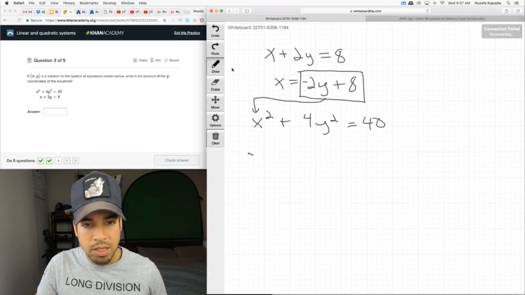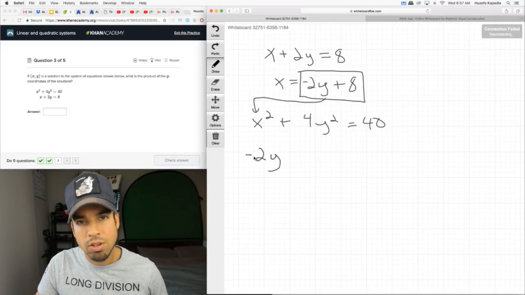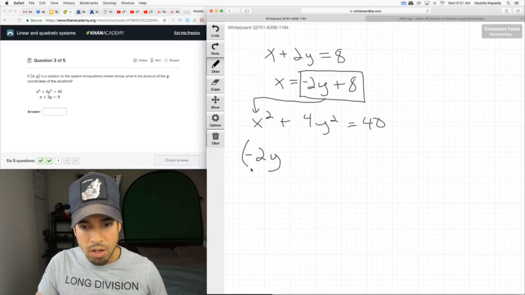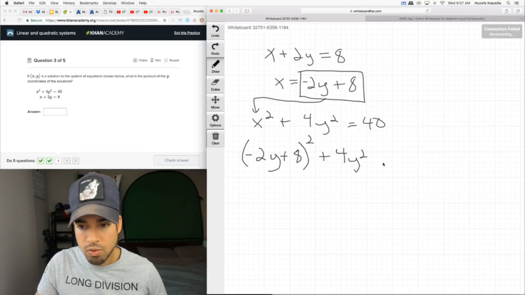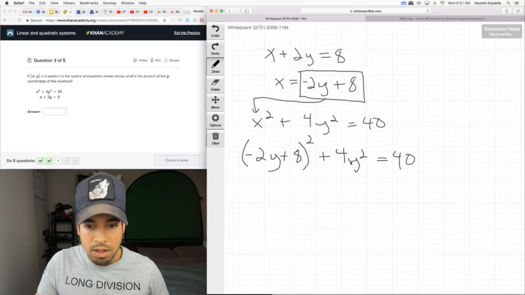We're doing this because we always want one variable in one equation in order to solve. That's why we have to substitute. Otherwise, with two variables in one equation, we have infinite solutions, and that's not what we're looking for. All right, so this whole quantity squared plus 4y squared equals 40. So let's FOIL this out.